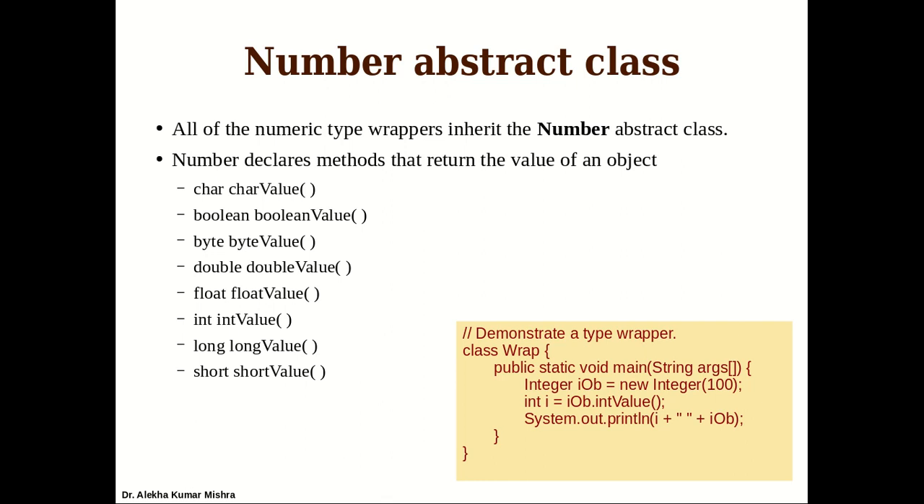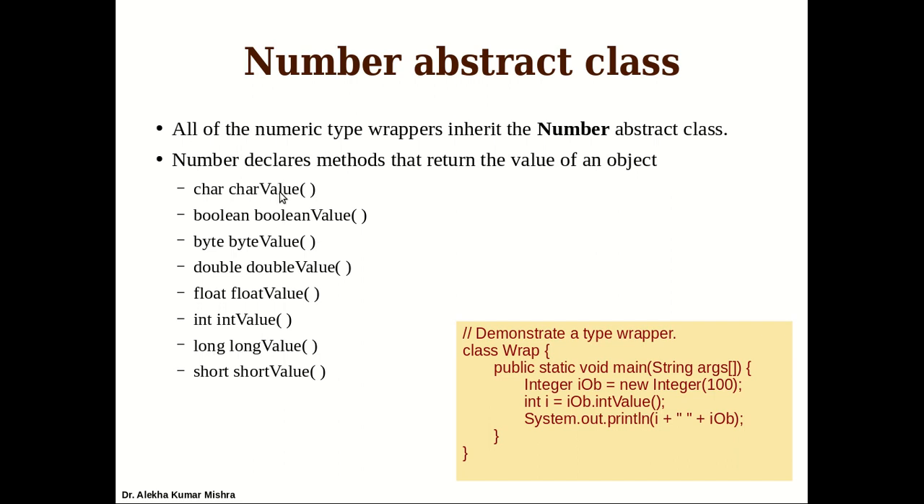So you must remember that all numeric type wrappers inherit the abstract Number class. There is an abstract class Number. All these numeric wrappers, whether Integer, Double, or Long, inherit this abstract class, and Number declares a method of the form typeValue, which returns the value of an object. So these are the list of the methods.